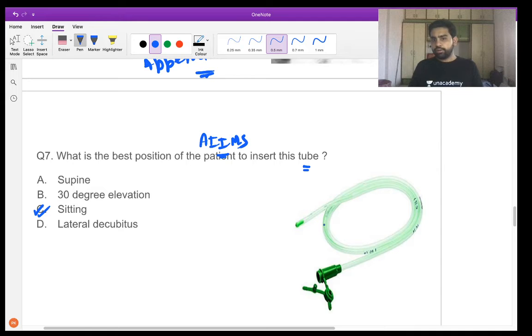Now another important thing about the Ryle's tube is, what is present on the Ryle's tube? There is a dark blue colored radio opaque line present on the Ryle's tube. Sometimes they ask you, what does this dark blue or green colored line indicate? It indicates that it is a radio opaque marking over the Ryle's tube. Why is it radio opaque? So that you can take an X-ray and see where the Ryle's tube is, whether it has reached the stomach or has gone into the lungs or somewhere else. This is the reason why you have this radio opaque marking on the Ryle's tube. I hope you understand it.